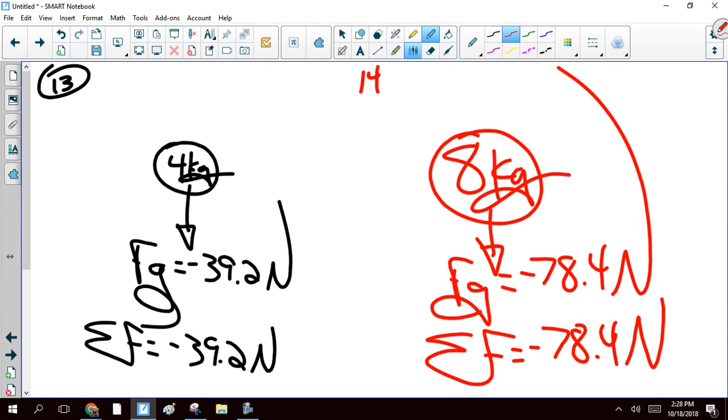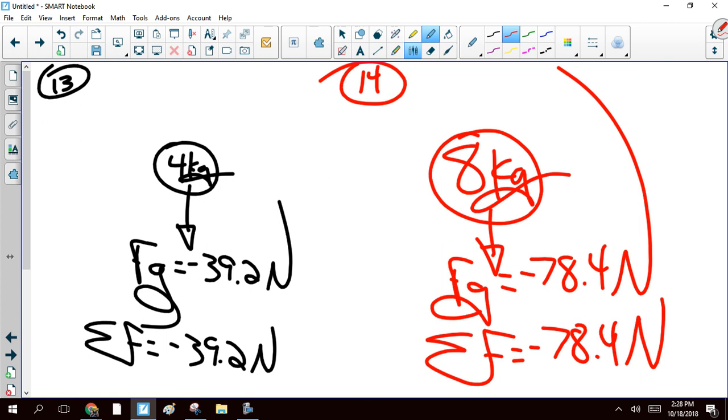Part C says find the acceleration. So if I take these 2 bowling balls to the top of the Empire State Building and suck all of the air out of Earth, and then drop the bowling balls off the tower, which one's going to fall faster? Good, thank you. All my other classes were like, the heavy one.